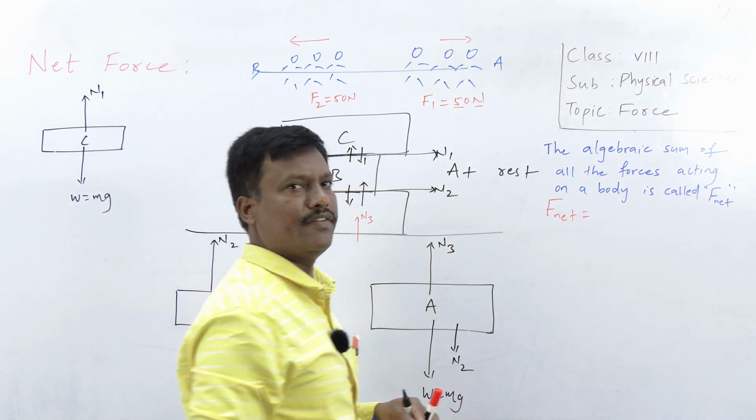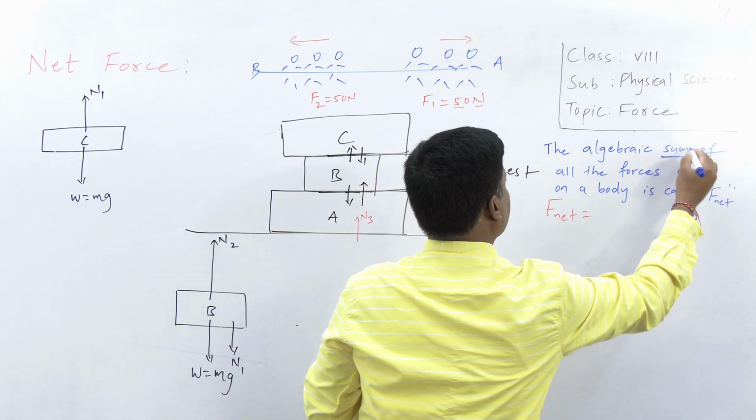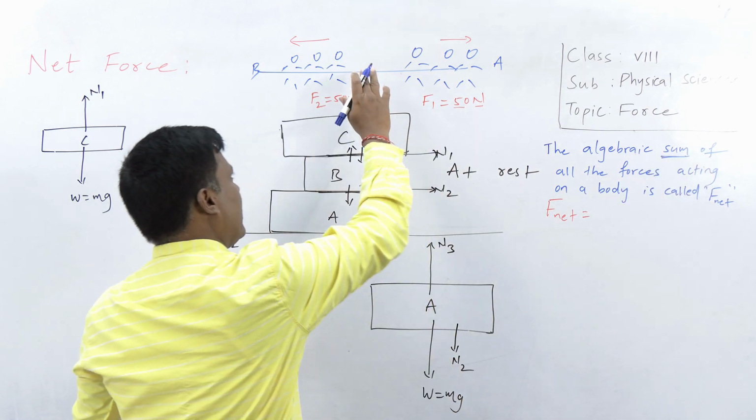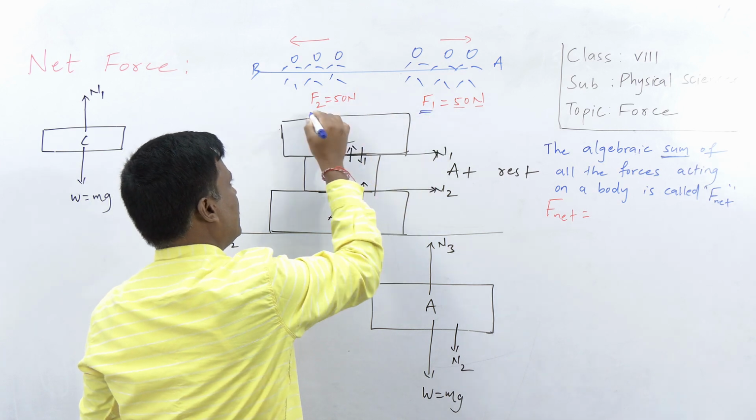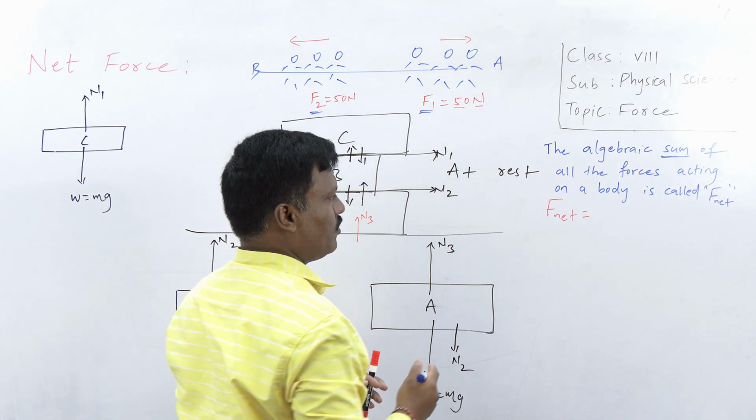This is called net force. Sum means what? Addition. Now we are going to add the forces. Now at the rope, tell me how many forces are acting? Two forces are acting. One is F1, the other one is F2. Now we are going to add those forces.